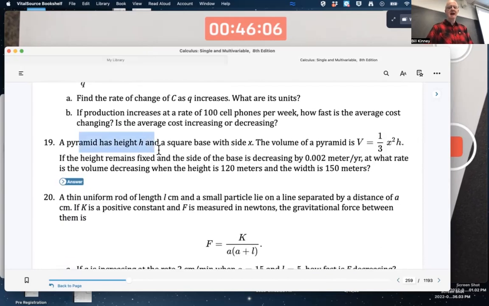A pyramid has height h and square base with side x. Here's its volume. If the height remains fixed and the side of the base is decreasing, at what rate is the volume of the pyramid decreasing when the height is 120 meters and the width is 150 meters? What?